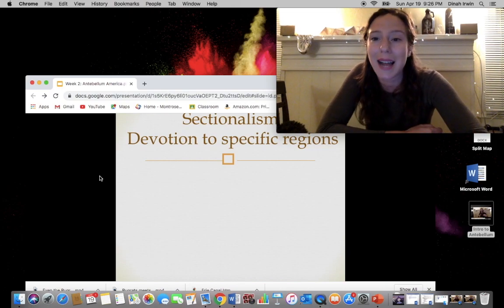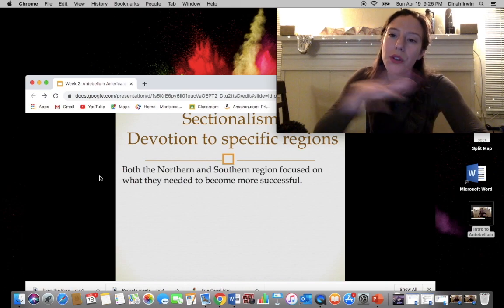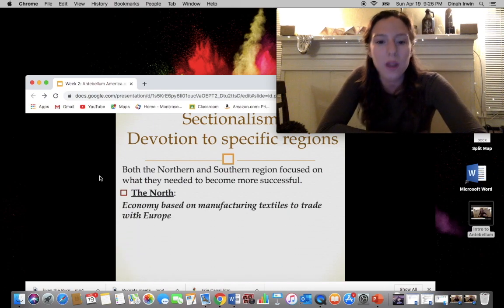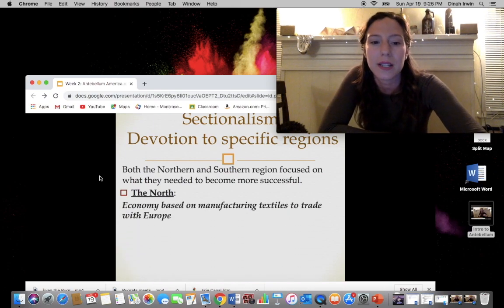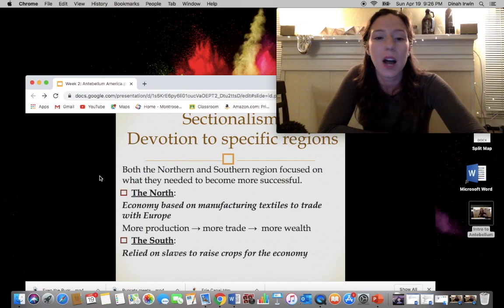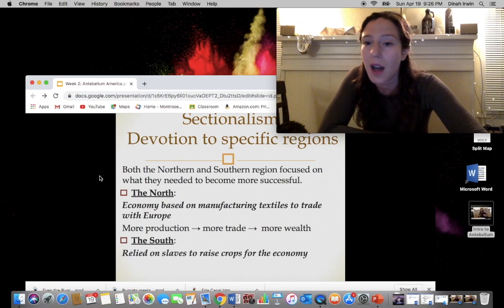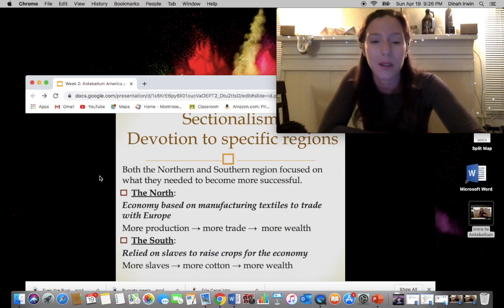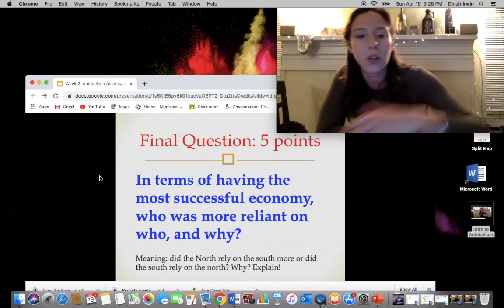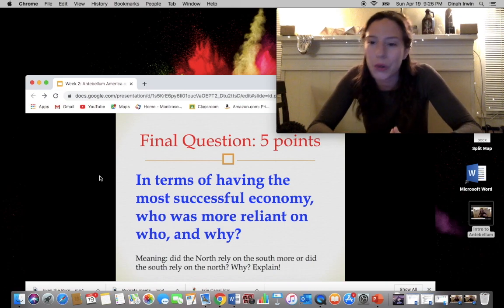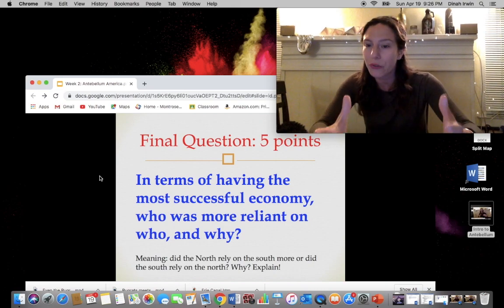Okay, so sectionalism. Here's how it really ties together, okay? So both the northern and the southern region were focused on what they needed to become most successful. The North, their economy was based on manufacturing and textiles to trade with Europe. And so more production means more trade, which means more wealth. The South relied on slaves to raise crops for the economy, and they're trading cotton as well. So more slaves, more cotton to trade, more wealth, okay? So this is our final question. So in terms of having the most successful economy, who was more reliant on who and why? Okay, so that's your final question.